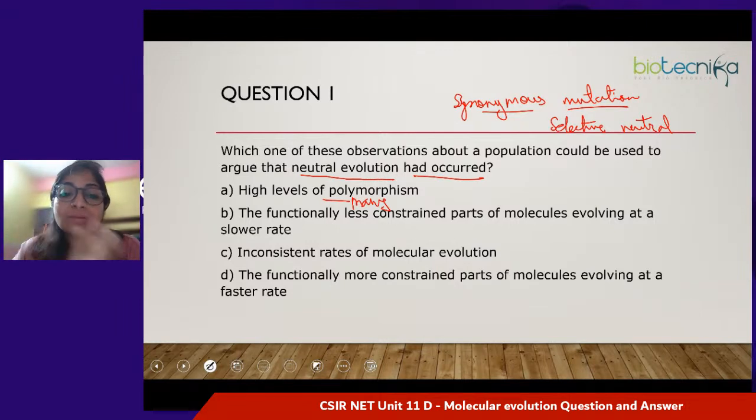So if many forms are present, that means all these forms are not harmful for the individual, and that's why they are present in the population. If they are not harmful, are they all helpful? That is also not possible. So what is possible? That they are selectively neutral. They are not giving the individual any benefit, nor are they harming the individual. So this is what is called polymorphism.